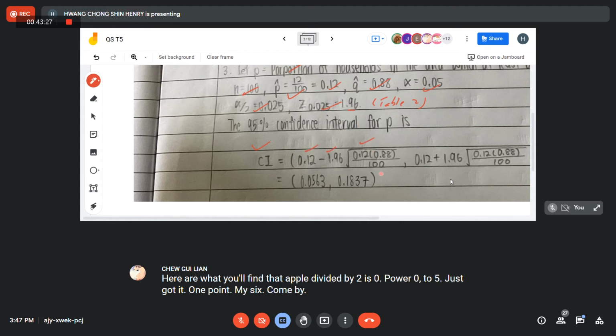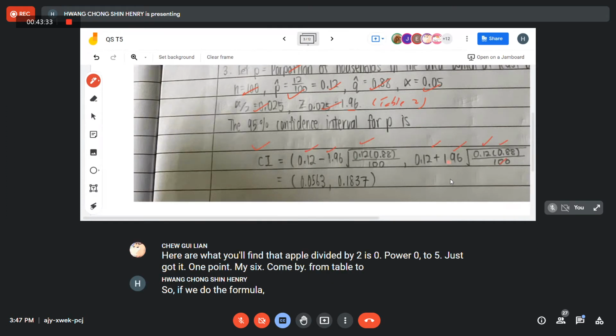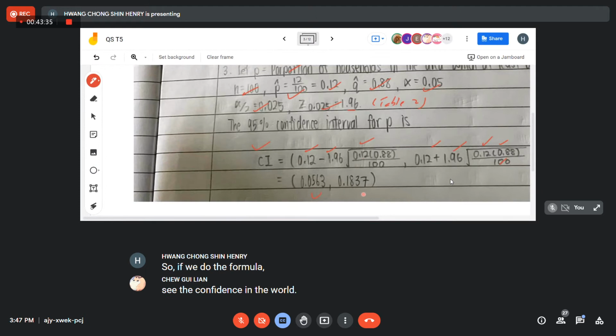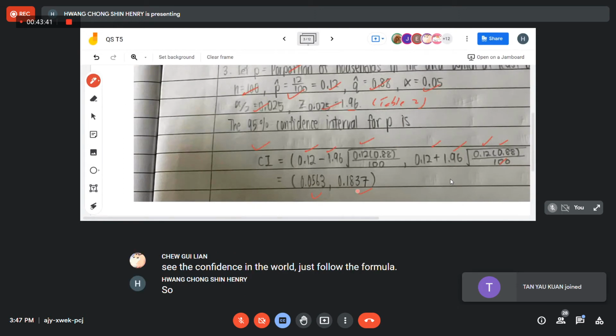Found from table 2. So put into the formula. The confidence interval, just follow the formula. So 0.0563, 0.1837. Okay. All right, good.